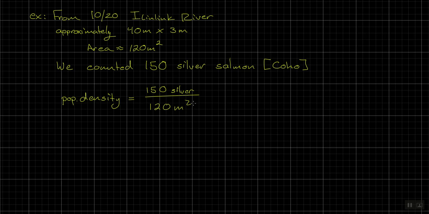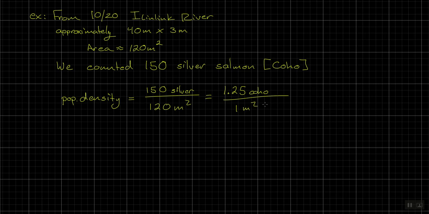I'll wait till somebody verifies. 1.25? 150 over 120? Okay. Now, right now, this doesn't really mean a ton because looking at that over 120 square meters, that can be hard to think about. But if we simplify this out, we get approximately 1.25 coho or silvers, whatever you want to word it, per every square meter.